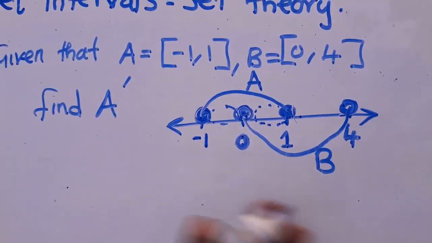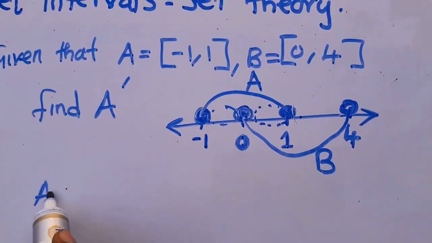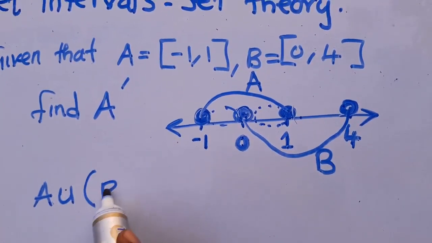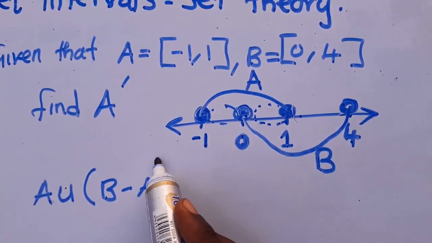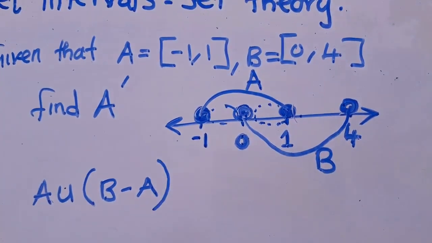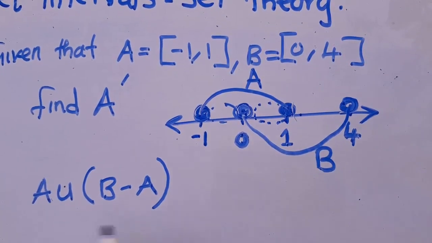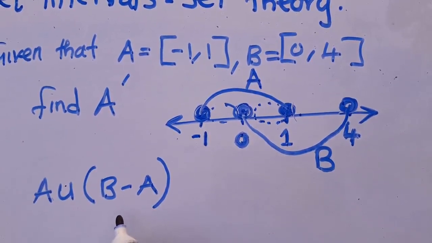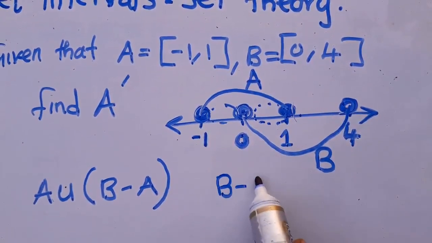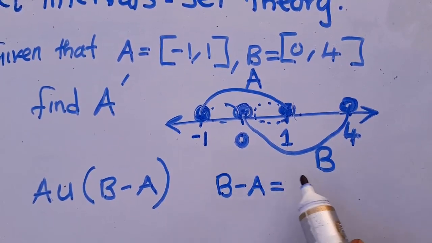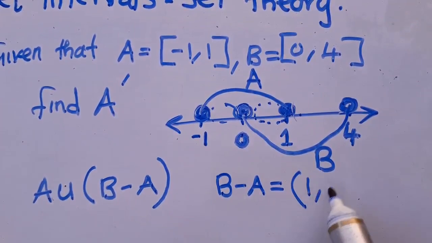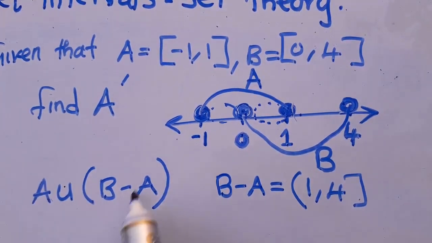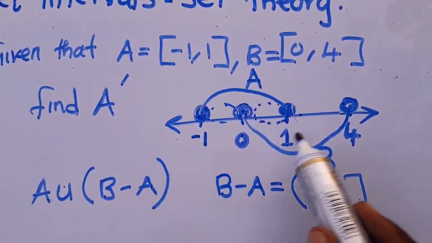What if you are given something like this? A union, then B minus A. How can you answer this? What you need to do is that you know B minus A. The B minus A answer was 1, 4. This was our answer, so we know this is from 1 to 4.